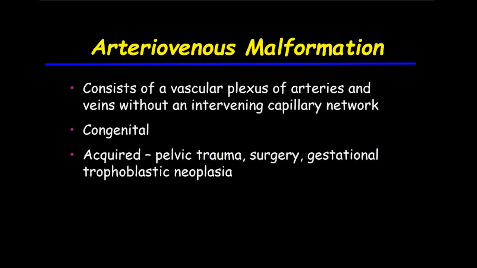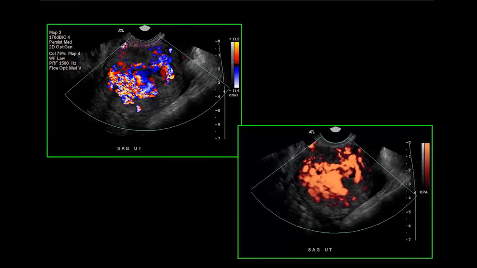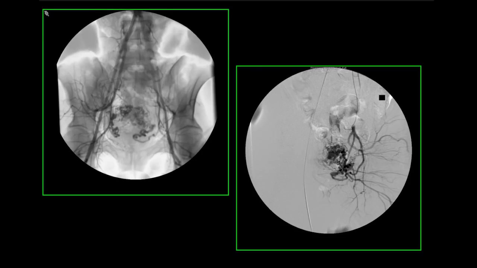An AV malformation consists of a vascular plexus of arteries and veins without an intervening capillary network and may be congenital or acquired. This is a patient who underwent multiple prior D&Cs, and ultrasound demonstrated a markedly vascular structure with extreme high velocity, low resistance, turbulent flow consistent with an acquired AVM due to prior procedures. Angiography was performed demonstrating an AV malformation, and the patient underwent embolization.